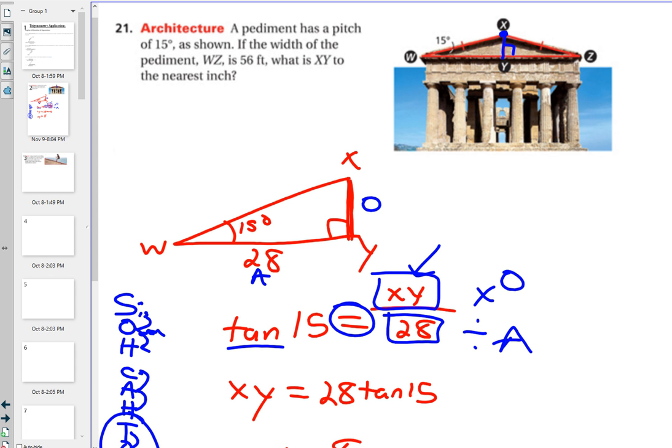There were 4 special segments: altitude, median, angle bisector, and perpendicular bisector. But in this case, on an isosceles triangle, when they're coming out of the vertex, an altitude is actually all 4 of them. It's the same. An altitude also acts as a median, also acts as an angle bisector, also acts as a perpendicular bisector. Key word there being bisector. It cuts the opposite side in half. So if they tell you that from W to Z is 56 feet, then WY would be half.